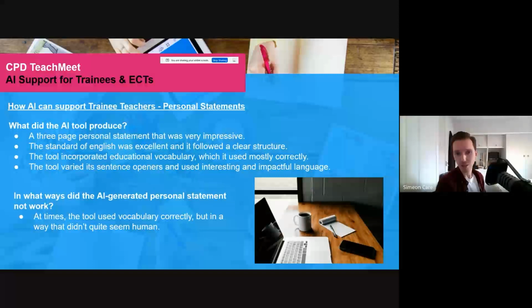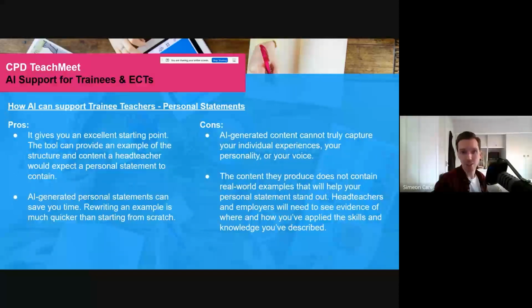So the tool varied its sentence openers. It used interesting and impactful language. It understood to some degree what it was writing, like the kind of language that would be appropriate for a statement. So at times it didn't use the vocabulary quite correctly, or there was just something about it that seemed off to me, that didn't seem quite human. It lacked a bit of imperfection almost, or just a bit of levity, a bit of lightness, I thought.